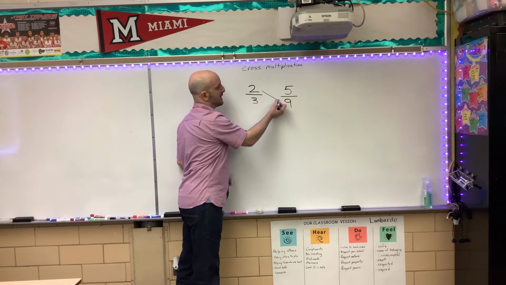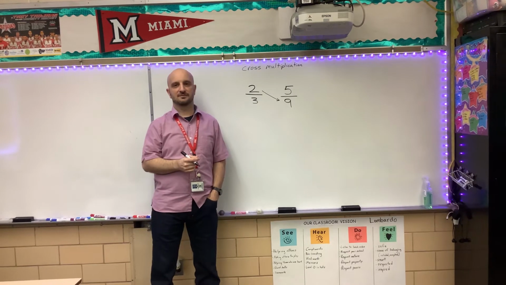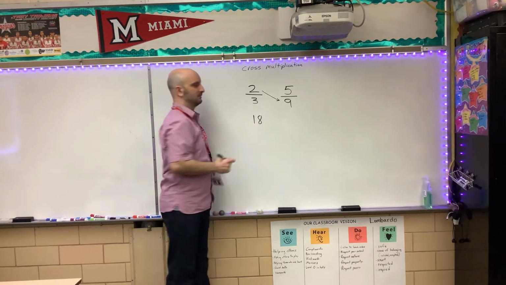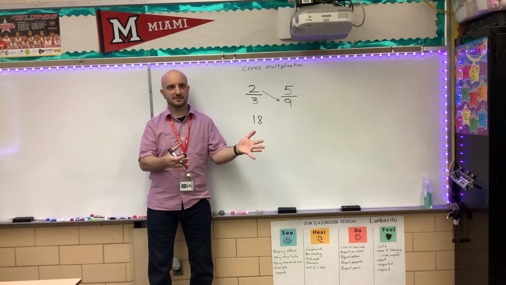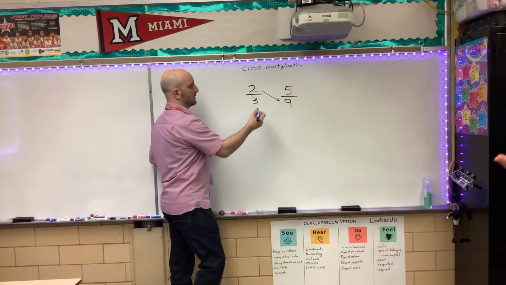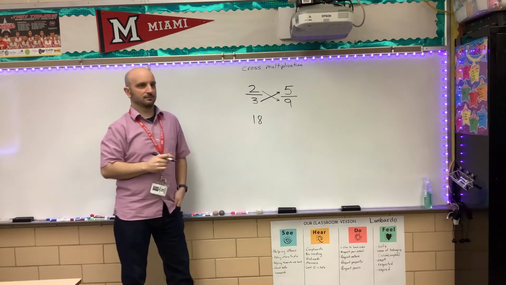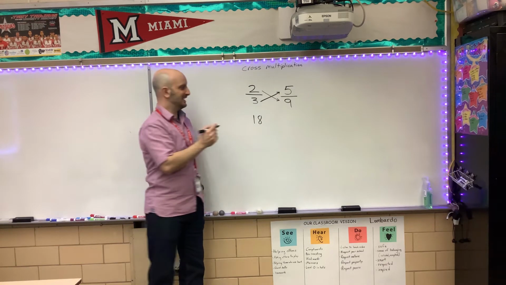We're going to multiply 2 times 9. Who could tell me what 2 times 9 is? Jameson. 18. Very good. That goes on the left side. Remember, just like when we read, we start on the left side. Then we multiply our other two numbers. We do 3 times 5. What is 3 times 5? JJ? 15.